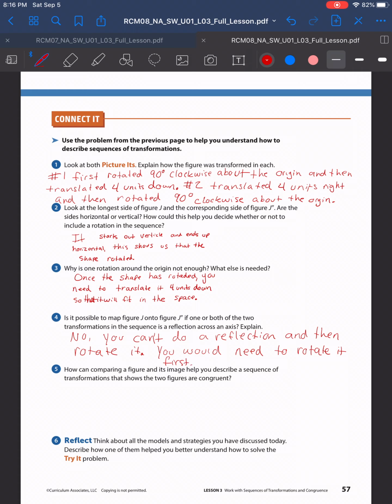Number 5. How can comparing a figure and its image help you describe a sequence of transformations that showed two figures are congruent? Okay, so it's kind of like saying, how can you prove that that's what happened to the figure? Well, I can prove that that's what happened to the figure by comparing corresponding sides and angles.